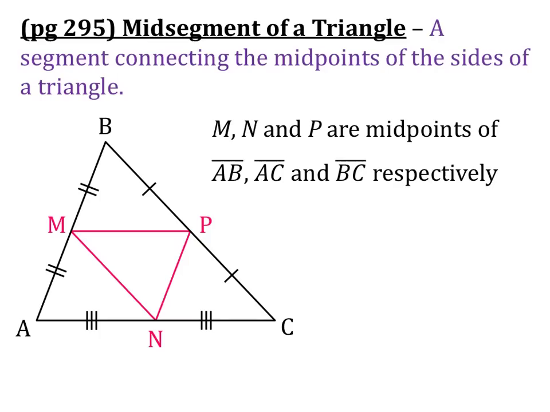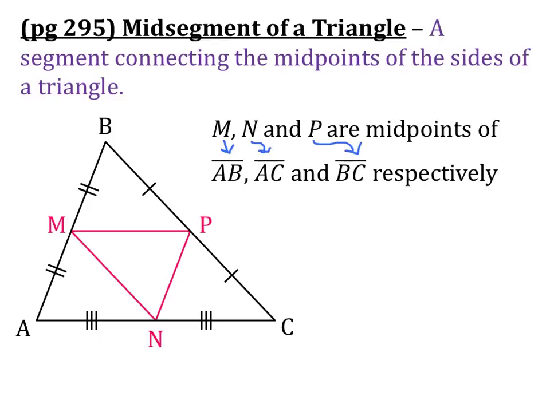A midsegment of a triangle is a segment connecting the midpoints of the sides of the triangle. So here in the picture, M, N, and P are midpoints of side AB, AC, and BC respectively. What respectively means is in the same order. So M is the midpoint of AB, N is the midpoint of AC, and P is the midpoint of BC.